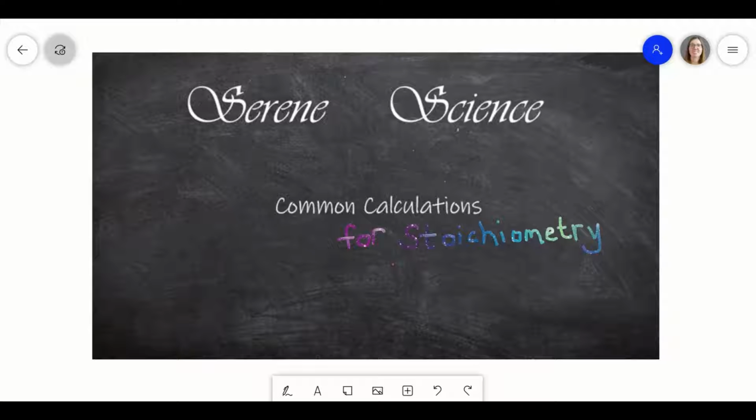Today we're going to take a deep breath and focus on common chemistry calculations related to stoichiometry.